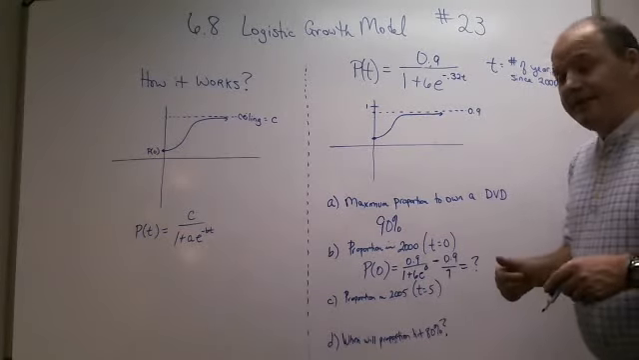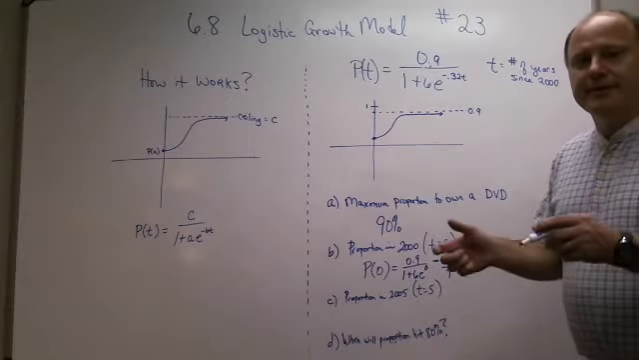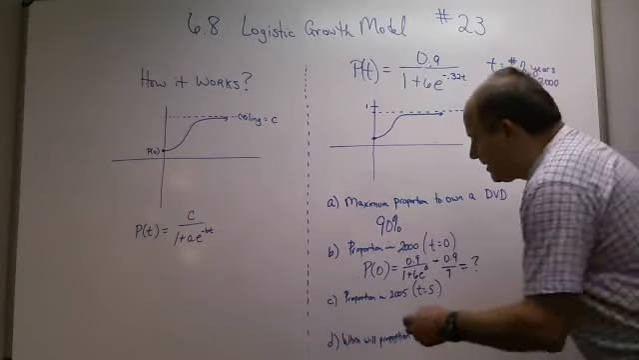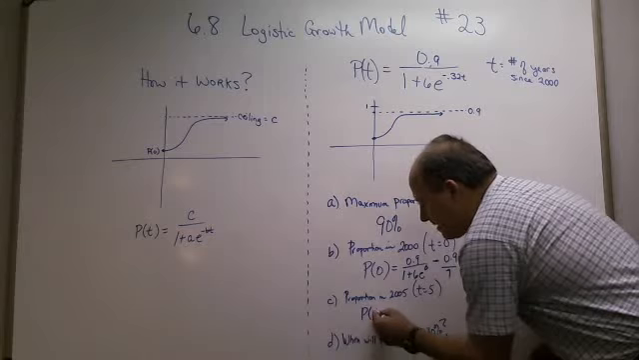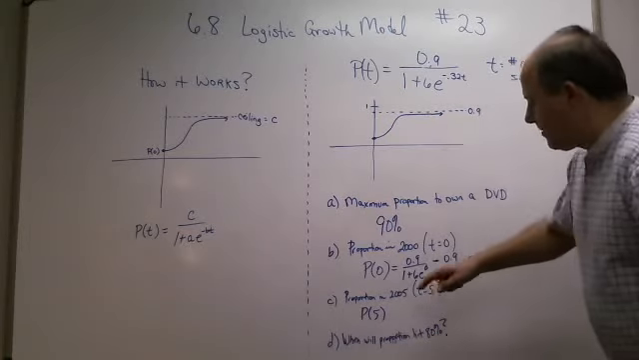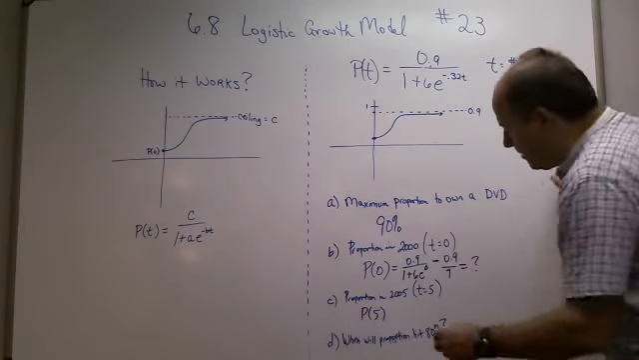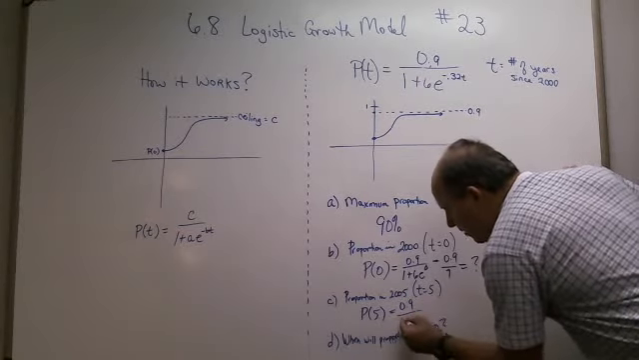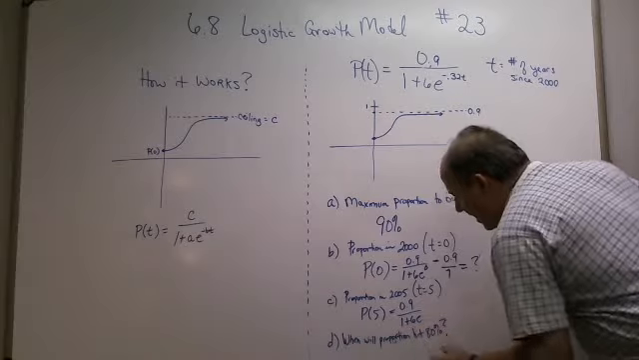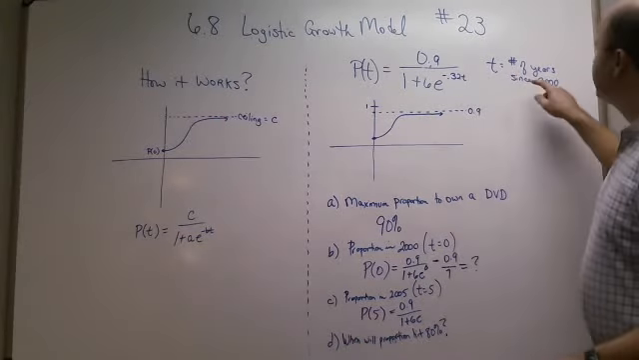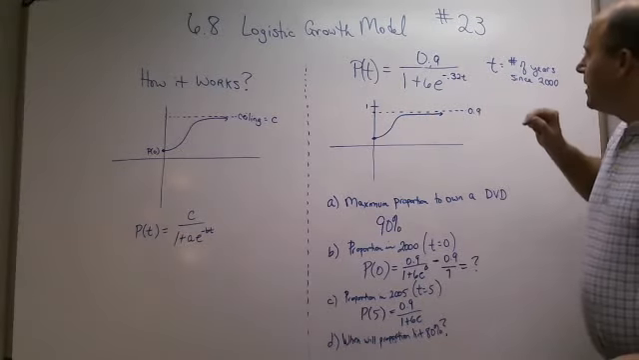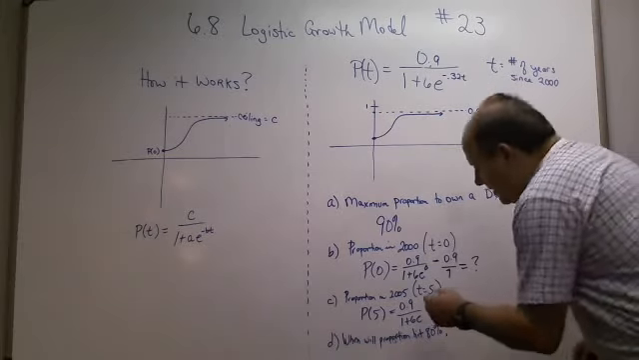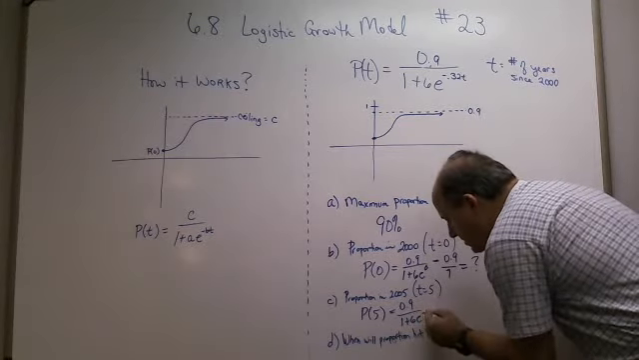And they did not have to tell you that, but they were nice enough to do that. So it's just basically plug in 5. It's the same thing as part B, except you have to plug in 5 instead. So it's going to be 0.9 over 1 plus 6e, and then you have to multiply 5 times the negative 0.32, and I believe that is like negative 1.6.